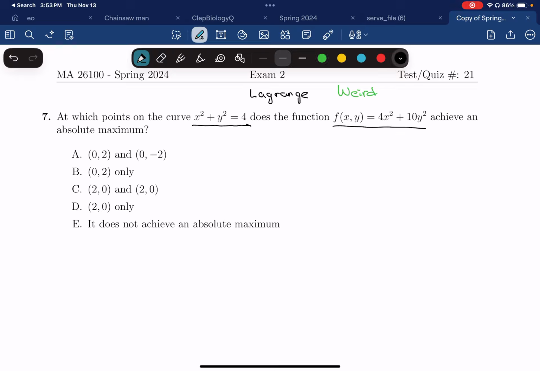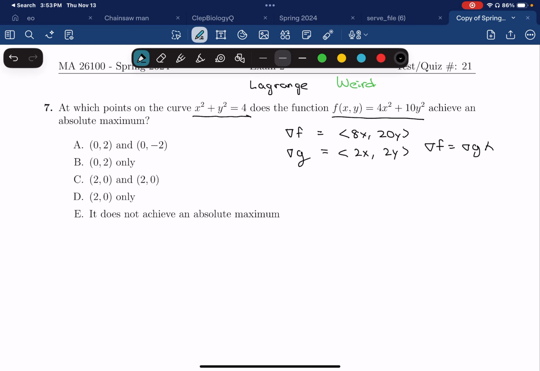So let's do what we normally do. Take the gradient of f, which in this case will be 8x, 20y. Sorry, I had to wring out my wrist. The gradient of g will be 2x, 2y. So now we just do gradient of f is equal to lambda times gradient of g.